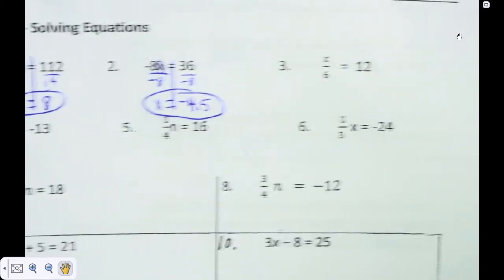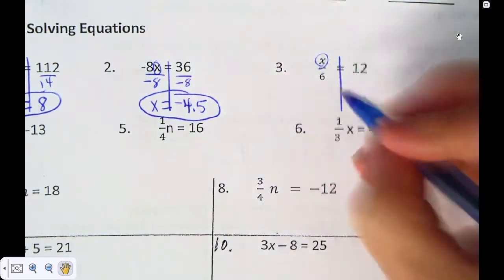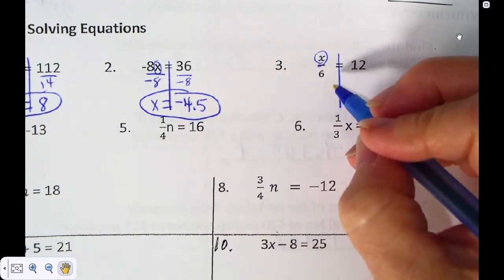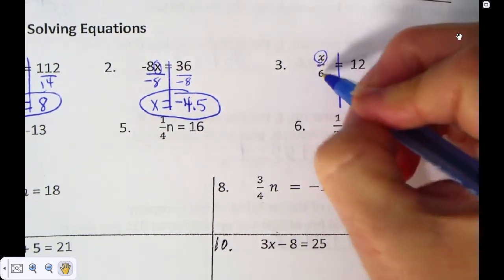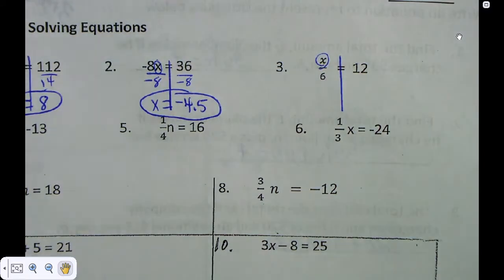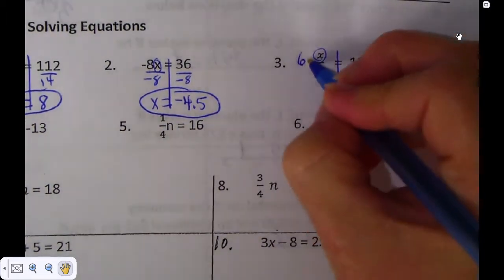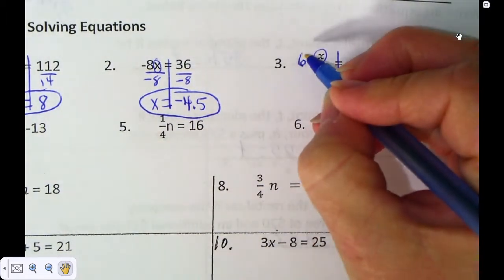Okay, number 3, circle the x, draw your river. You're going to multiply. Tell them why you're going to multiply. That's dividing. You're trying to find, guys, what divided by 6 gives you 12. So you're going to do the opposite. Okay, that's division, so we're going to multiply. We're going to do this one time. You don't have to do this again.